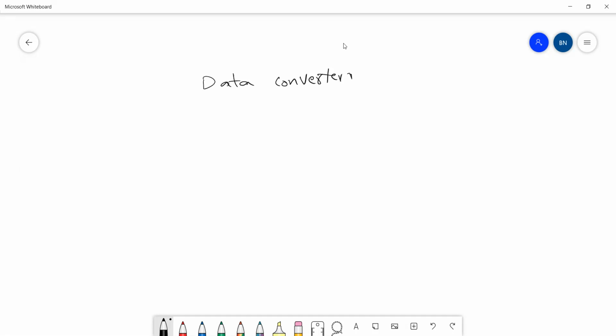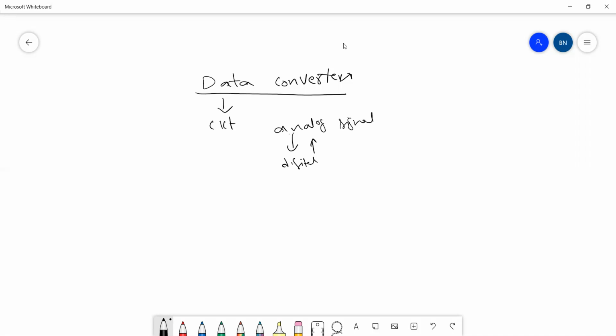What is a data converter? A data converter is a circuit which converts the analog signal into the digital representation, and also can convert the digital signal into the analog signal. So there are data converters which can convert analog signal to digital representation, and from digital representation to analog representation. Now, why are these data converters important?